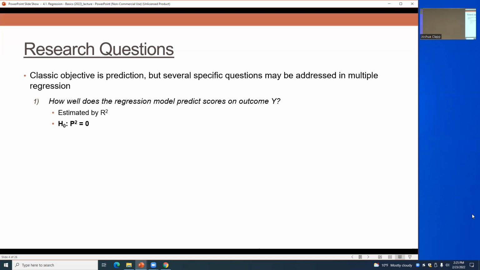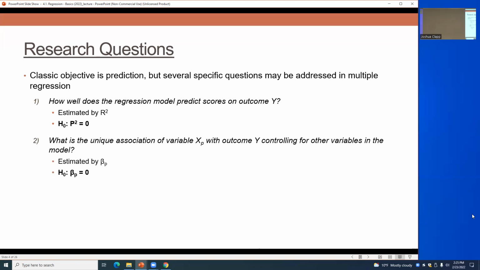My null hypothesis is that my model accounts for no variability in my outcome. My predictors are together unrelated to whatever it is that I'm trying to predict. My test is asking: is my R squared value some number that's different than 0?